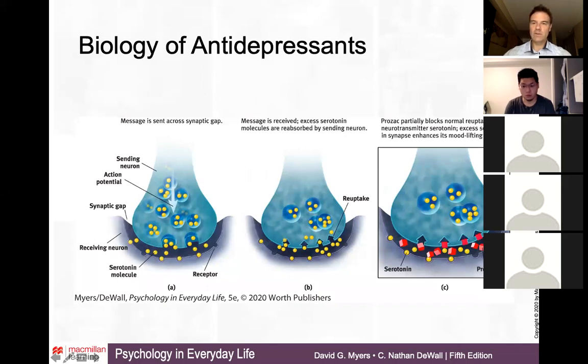So this picture just represents what I was talking about earlier. Drugs like Prozac partially block normal reuptake of the neurotransmitter serotonin. Excess serotonin in the synapse enhances its mood-lifting effect. So here Prozac will block the reuptake, so there's actually more serotonin in the environment of a given neuron, and that is mood enhancing. So Prozac has been used in clinical depression, and derivative drugs of Prozac as well.